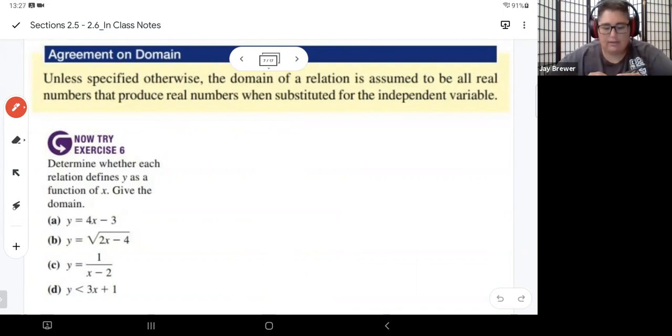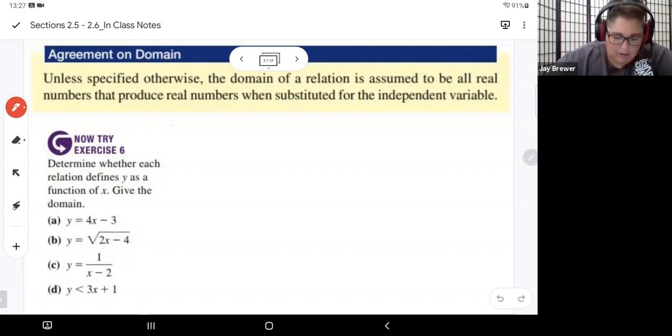This is saying that unless otherwise specified, you don't even really have to think about it. It says the domain of a relation is assumed to be all real numbers that produce real numbers when substituted for the independent variable. So let me give you an example of what that means.